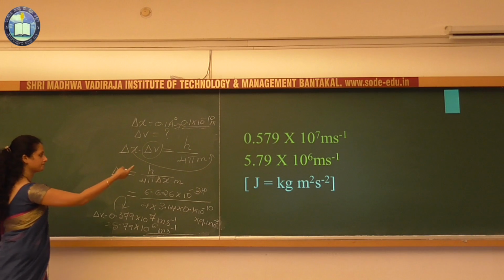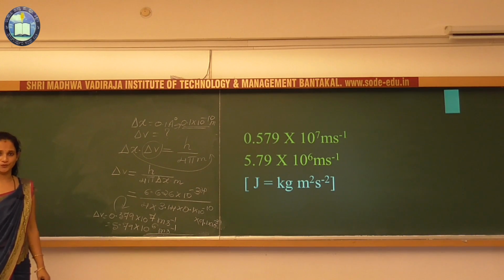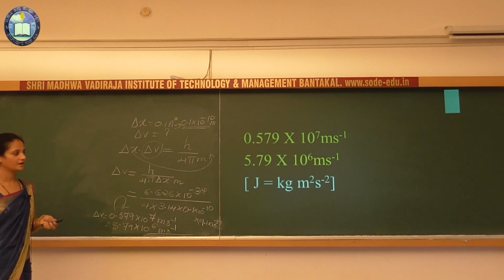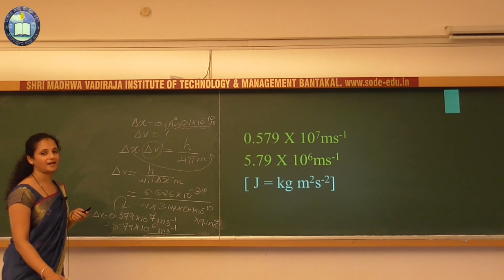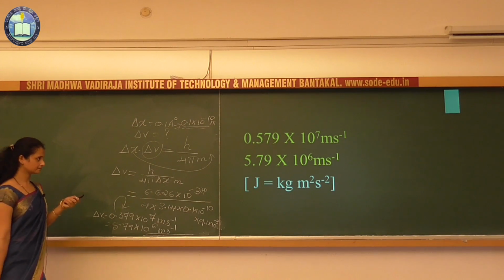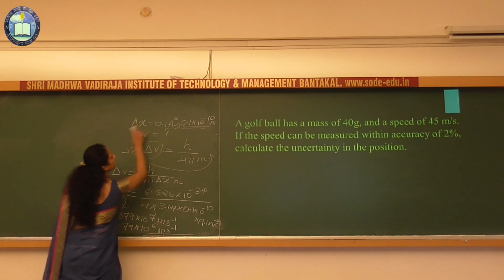So you got this error. If we go to measure the velocity, we get this much of error, 10 to the power 6 meter per second. Next.